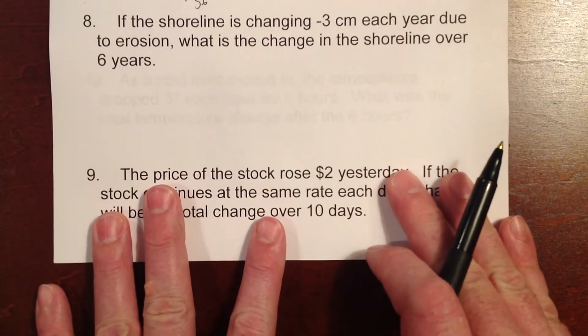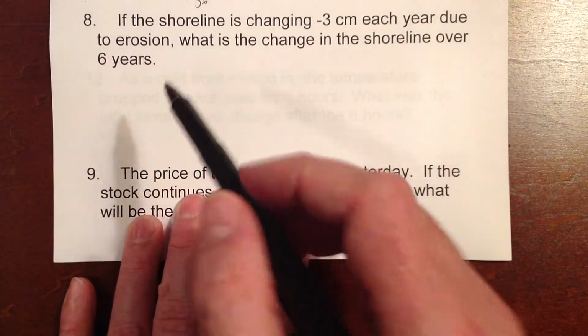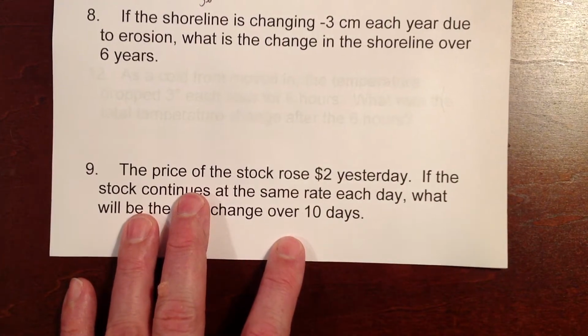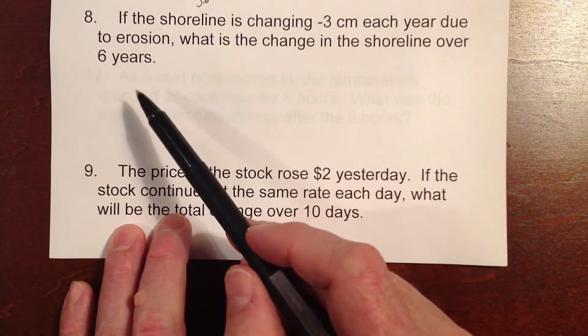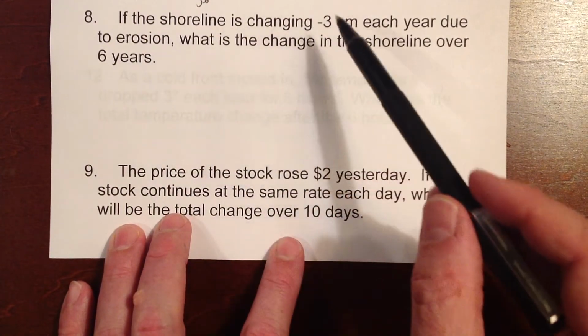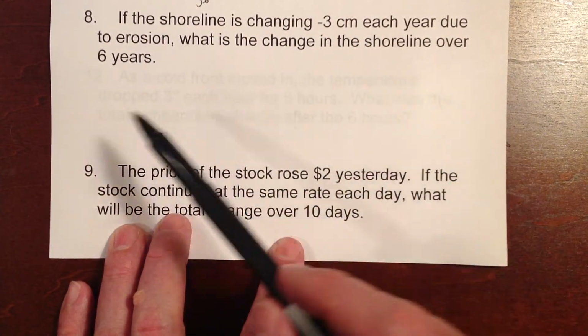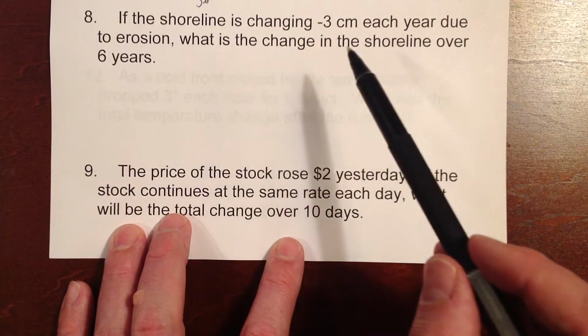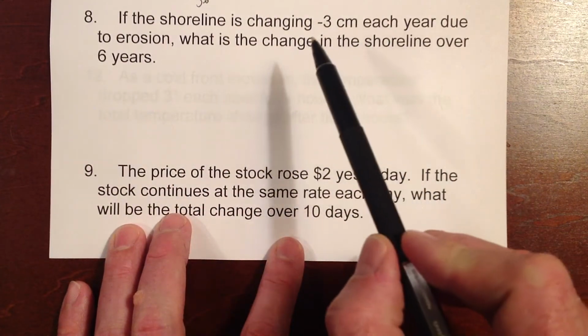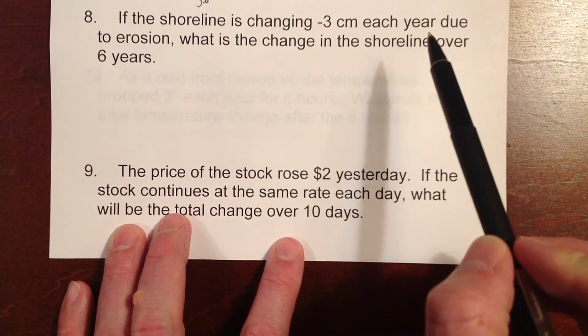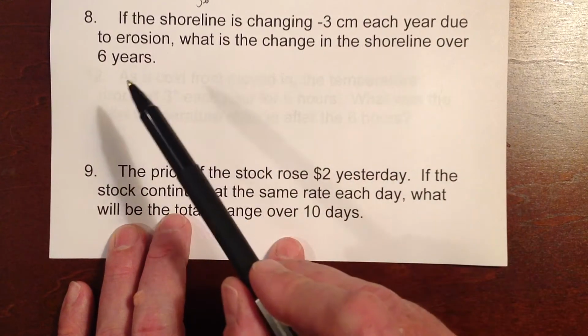Number 8. And these numbers don't exactly go with your study guide, but they're pretty close. I threw out a few of the ones on the study guide for the review because there were several that were very similar. Number 8, if the shoreline is changing 3 centimeters each year due to erosion, what is the change in the shoreline over 6 years? Well, here we know that it's fallen 3 centimeters per year. How long? Over 6 years.